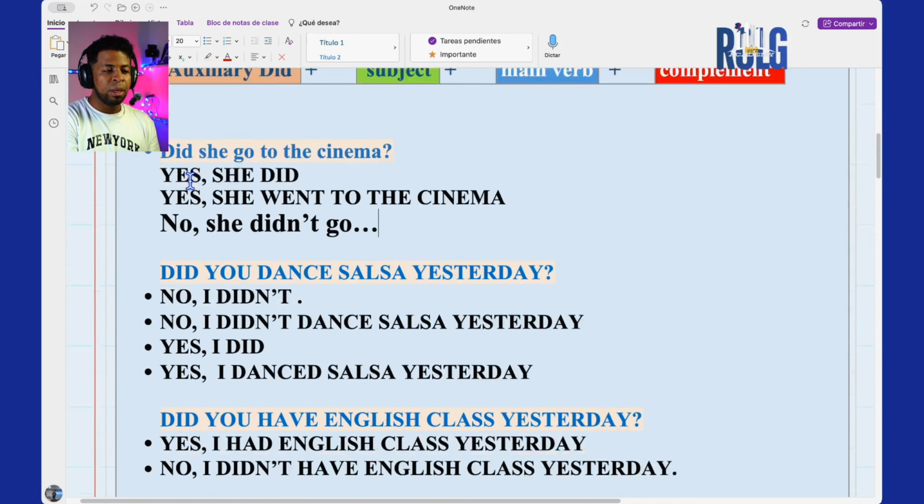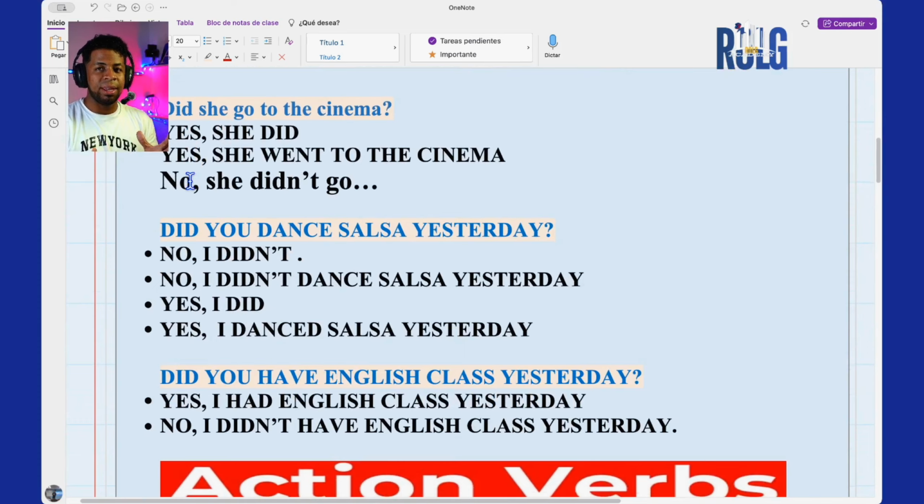Did you dance salsa yesterday? These kinds of questions are completely in past tense. Here we have the complete forms to answer this kind of question. For example, in a short way, no, I didn't. In a long negative way, it could be no, I didn't dance salsa yesterday. In a short positive way, yes, I did. Or in a long way, yes, I danced salsa yesterday.